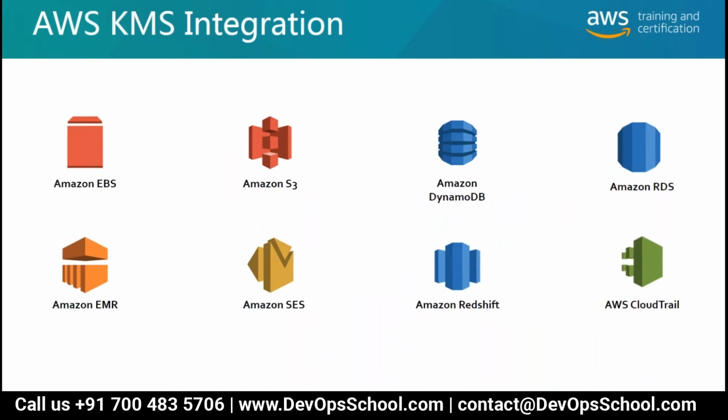And this KMS can be integrated with a variety of AWS services. Anywhere you have the requirement of encryption, you can use KMS. Encryption can be done on your EBS volumes; you can use KMS. Encryption can be done on your S3 data; you can use KMS. Encryption can be done on your DynamoDB table, RDS, EMR, SES, Redshift, CloudTrail. Anywhere you have this.